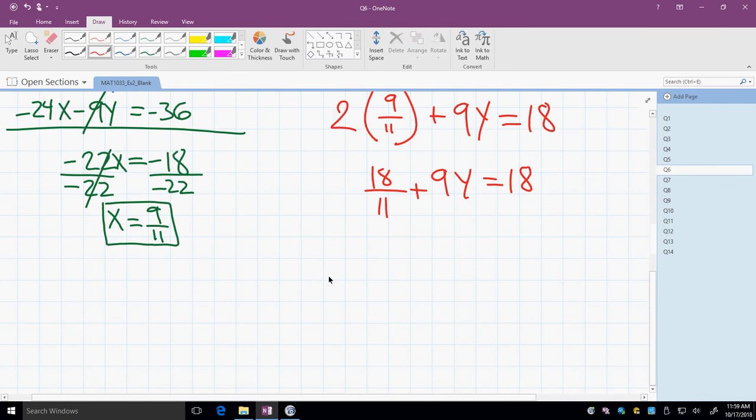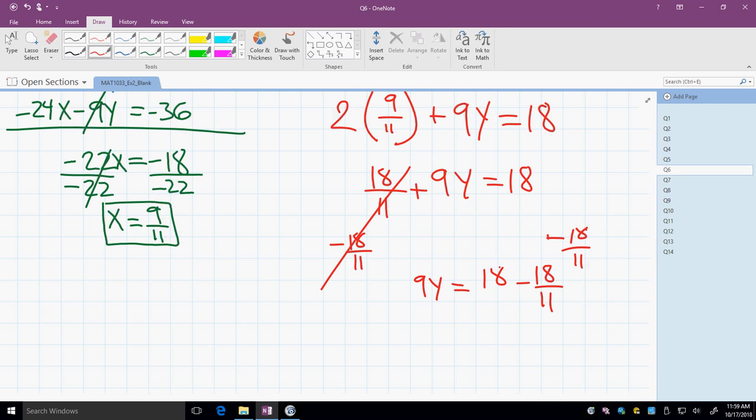So I'm going to subtract 18 over 11 from both sides of the equal sign. These cancel. Now I have 9y equals 18 minus 18 over 11. If you notice something here, every single term has a common factor of 9. So we can pull out the 9 and make the numbers smaller, so that will be easier to work with. So I'm going to divide everything by 9.